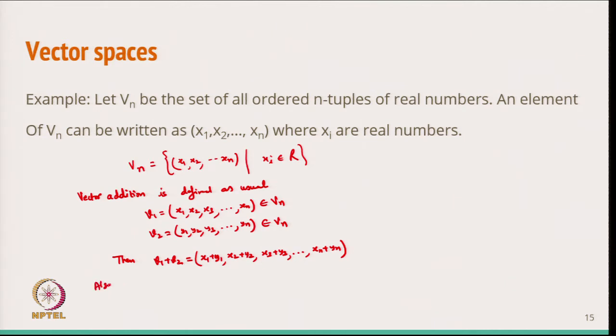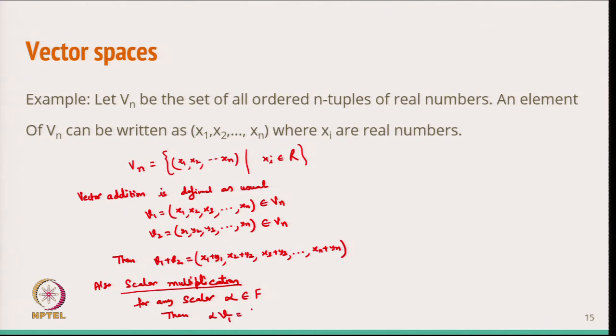Also, the scalar multiplication. I am defining that for any scalar alpha, and we know that alpha comes from the field, whatever field we are taking in this case. In this case we are taking the real numbers. So, alpha is coming from the field, then I define alpha V, or suppose alpha V1.